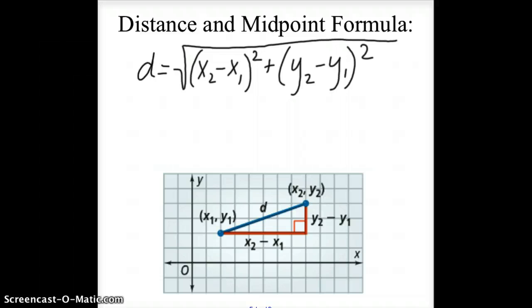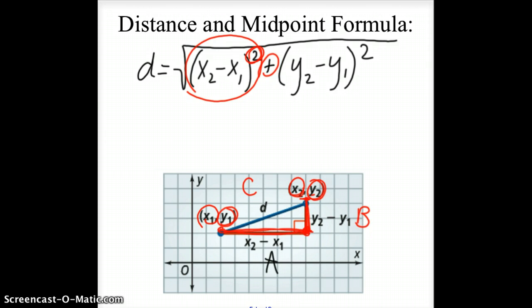Let's say this here is side A. x2 minus x1 squared. That's this x value minus this x value, which gives us the distance of this line. But we know to find c, we have to square that value. Then we need to add it to this side, b. The y2 minus the y1 will give us this length from here to here. So y2 minus y1 squared, because we have to square b, should give us c squared.